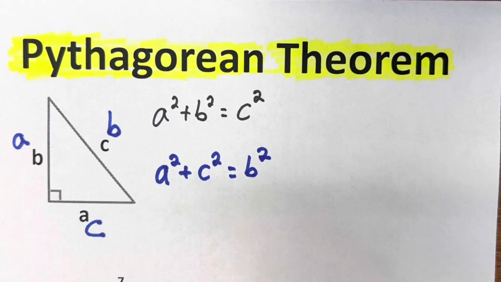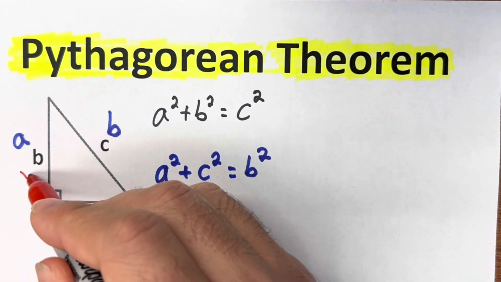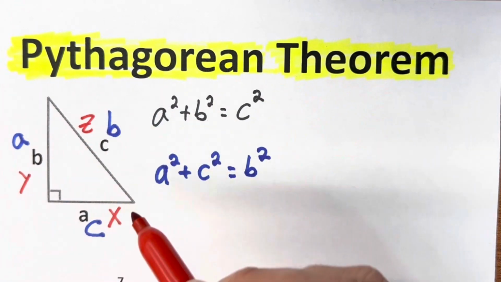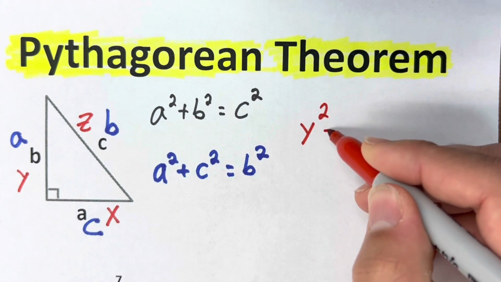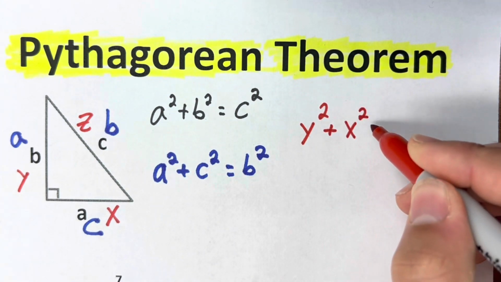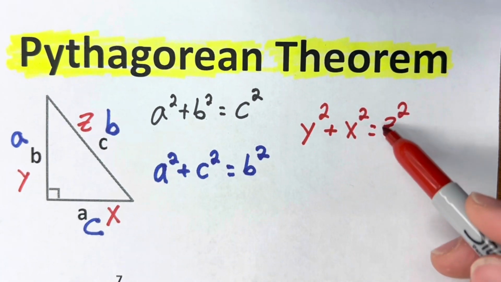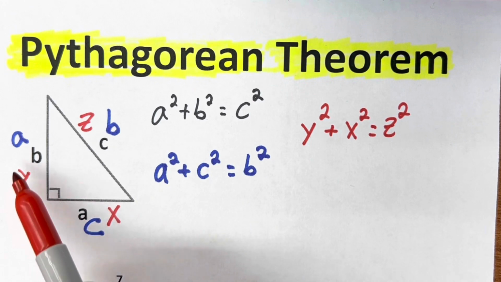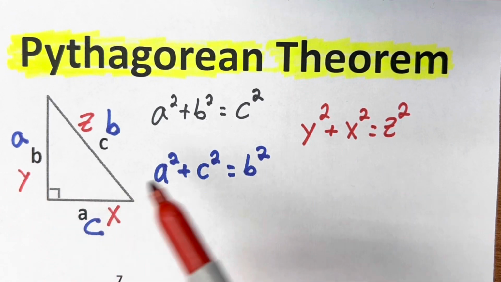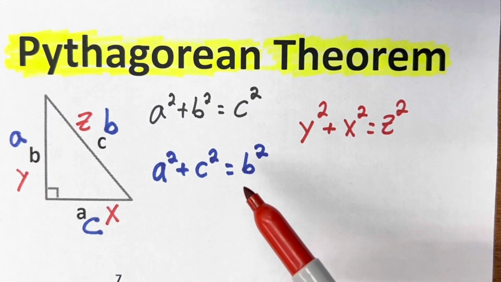I'm gonna do another example. Let's suppose that this is x. Put it now in red. This is a y and this is a z. So now the formula would be y squared plus x squared is equal to z squared. So this side that is along here is the one opposite to the 90 degrees, and the two that form the 90 degrees are the ones you're adding squares. So that's the basic Pythagorean theorem understanding.